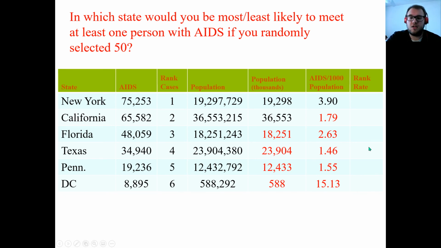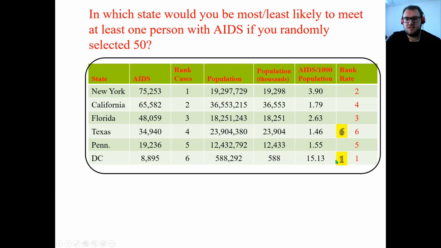Now we can rank these by this rate, and so DC would become first, next would be New York, because it's 3.90 and it's higher than the rest of them. Third would be Florida. Fourth would be California. Fifth would be Pennsylvania, and sixth would be Texas. In which state would you be most or least likely to meet at least one person with AIDS if you randomly selected 50? Well, DC has a much higher rate, so that would be the most likely. And Texas would be the least likely because it has the lowest rate.